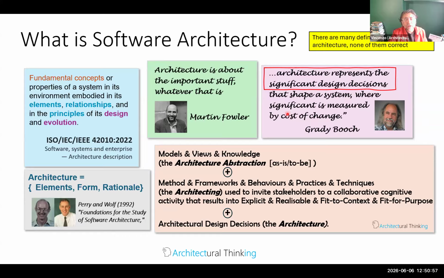In the course, I talk a little bit about what architecture is in a broader sense. I distinguish, for example, architecture as the abstractions. I distinguish that from the architecting, which is the methods, the framework, the behaviors, the techniques that we adopt, and then the design decisions, which is the architecture. Again, impossible to cover in a few minutes, but I just want to give you a sense that there isn't a single definition, and you'll find the one that suits best what you're trying to communicate to your audience.